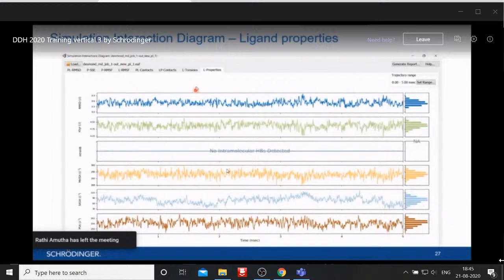Other than that, there are many other ligand properties, not only RMSD but also radius of gyration. You can get whether there is intramolecular hydrogen bonding present, molecular surface area, solvent accessible surface area, and polar surface area of the ligand molecule. These are the minimum or necessary analyses which you need to do for any protein ligand complex to convince the reviewer that your study is foolproof.